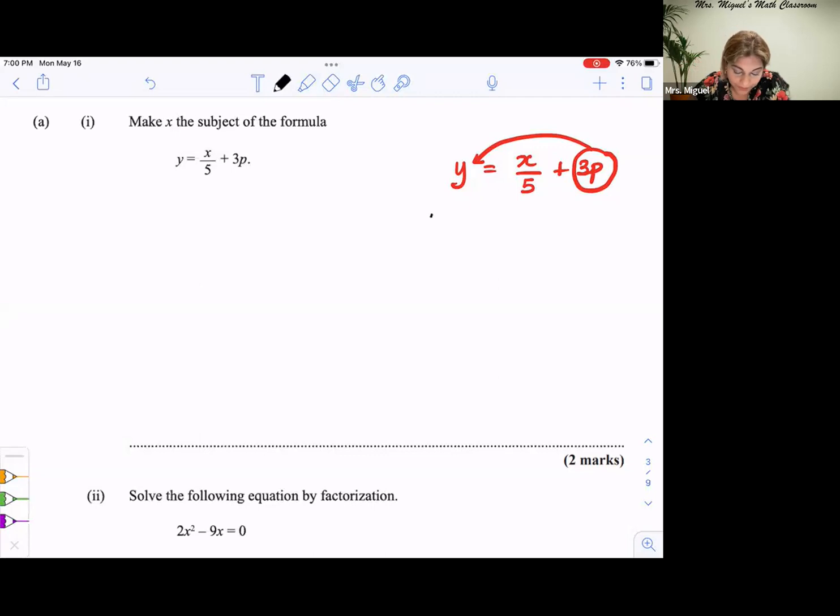You are supposed to have y minus 3p is equal to x over 5. Now we have not isolated x. X is a fraction. To get rid of the fraction, we multiply both sides by 5. So we will get 5 open bracket y minus 3p is equal to x. Did you all get it?